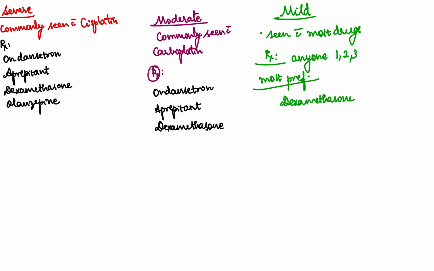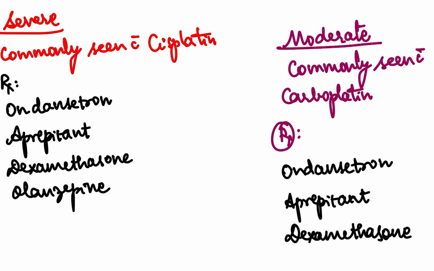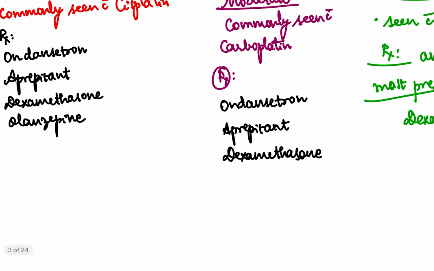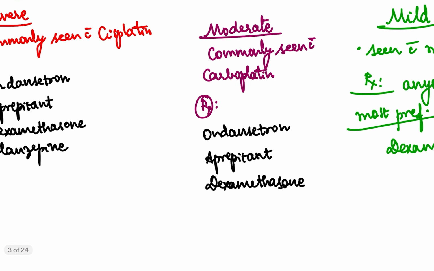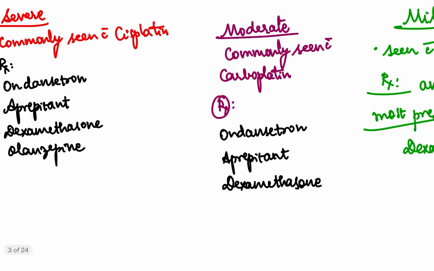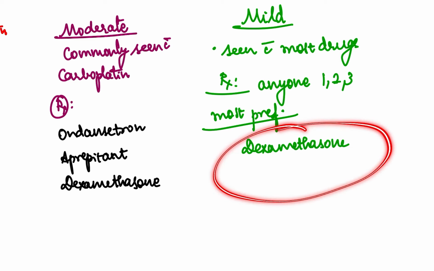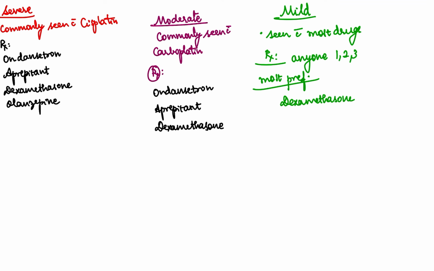We'll see. The first is in cases of severe nausea and vomiting, which is commonly seen with cisplatin, you can go for ondansetron, aprepitant, dexamethasone, and olanzapine. Moderate nausea and vomiting is seen with carboplatin; you can give ondansetron, aprepitant, and dexamethasone. In cases of mild nausea and vomiting, which is seen with most drugs, you can give any one of the drugs, but the most preferred is dexamethasone.